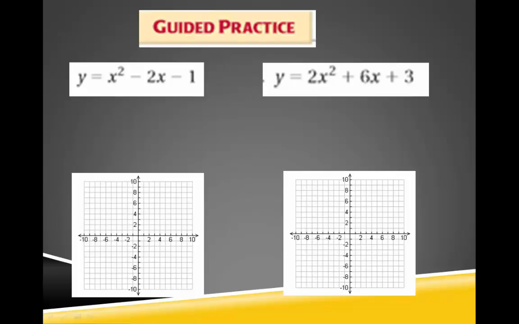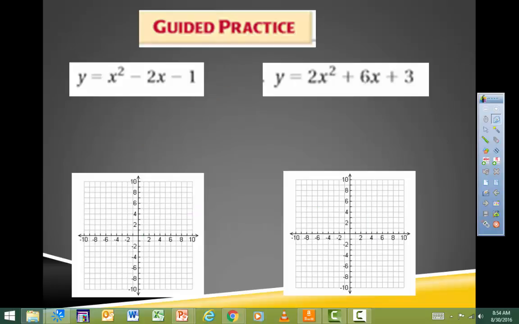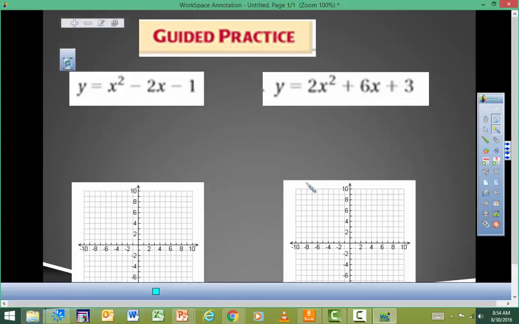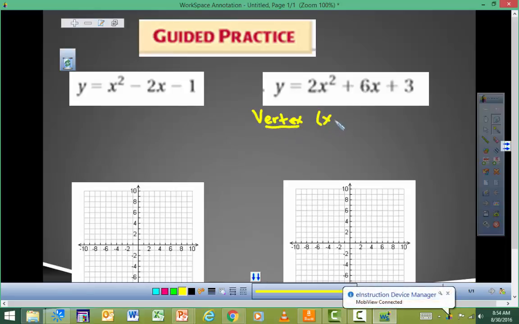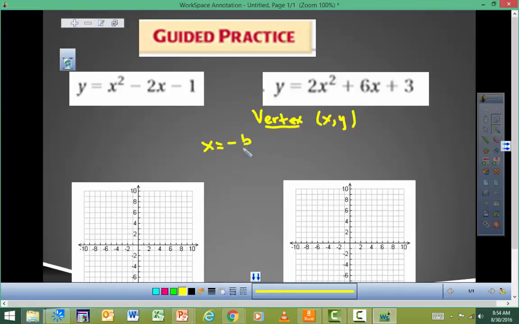So once again, on these, usually the fastest way to graph is to find the vertex, find the axis of symmetry, and then plot another point. So if I'm finding my vertex, I'll go through this fairly quickly here. I know that the vertex has the coordinates x and y, and what I'd like to do is find where this turning point is. I know that the x coordinate is going to be equal to negative b over 2a. Everybody can see this okay?